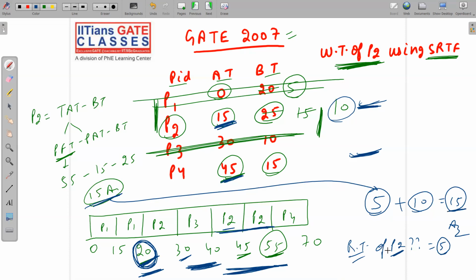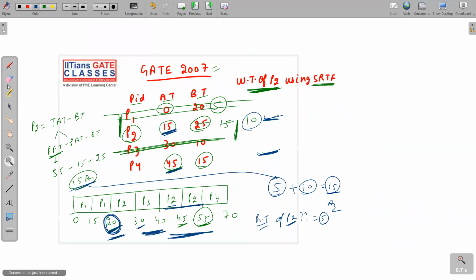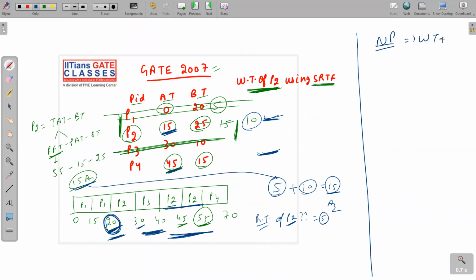I have told you in the previous class that response time and waiting time are different. But this is a very, very important point, please try to focus here. In non-preemptive scheduling algorithm, waiting time is equal to response time, because once the process has started, it will complete. No problem at all. But in case of preemptive scheduling, it may be preempted. So that's why waiting time will be greater than or equal to response time.